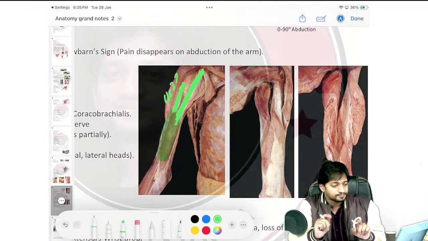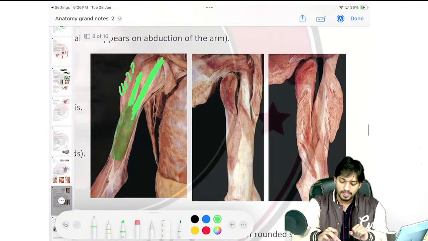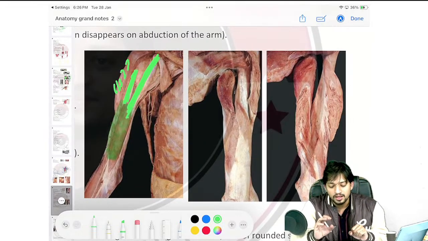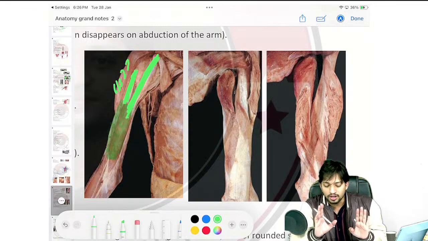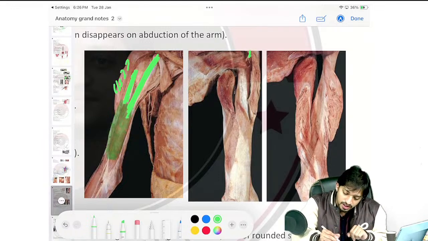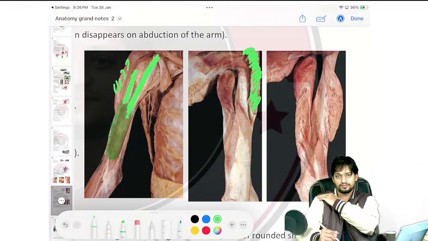Understood? Now again, if they give you a cadaveric image like this, this is the posterior aspect of the arm looking at the triceps. If they ask you to identify the long head and the short head, again a very important clinical aspect, first try to identify the deltoid. See, this is the deltoid coming from the upper aspect, so this must be the deltoid, right?